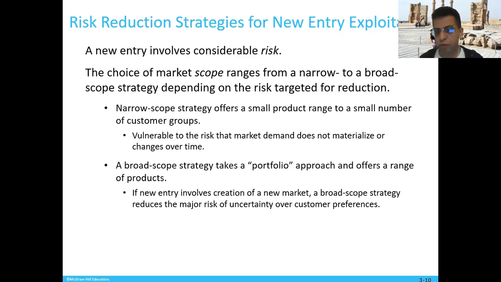If the entry involves the creation of a new market, a broad scope strategy reduces the major risk of uncertainty over customer preferences. What does that mean? It means that if you have a red apple, a green apple, a yellow apple, and the person wants an apple, you have all the options. That's a broad strategy. And if you have only a red apple, don't keep it for one person, just show it to everybody. So some people come in and take this apple. This is the broad strategy that you need to build to minimize the major risk of uncertainty, because you don't know who is going to take this red apple, or what kind of apple the person coming to buy from you likes. So you keep the two options in your mind.